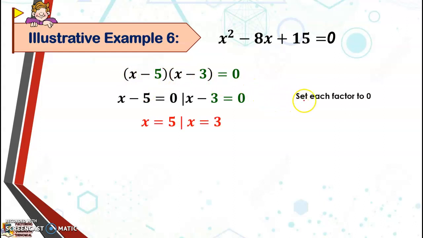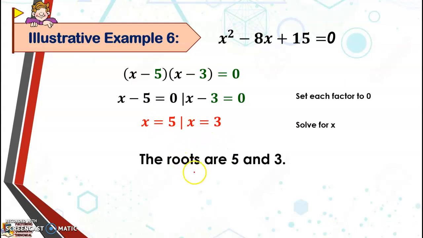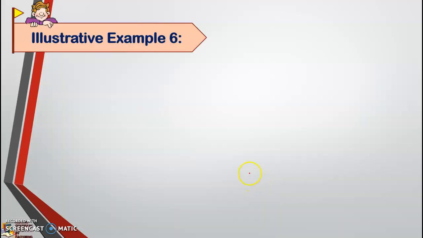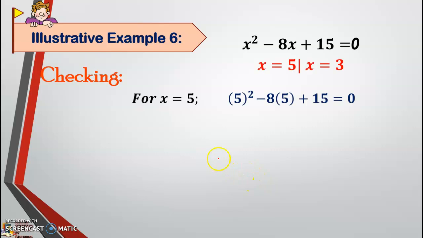We equate them to 0, no? And then x minus 5 equal to 0 and x minus 3 equal to 0. We solve for x: x equal to 5, x equal to 3. After that, we conclude that the roots are 5 and 3. So to check if these are the solutions, we do the checking.